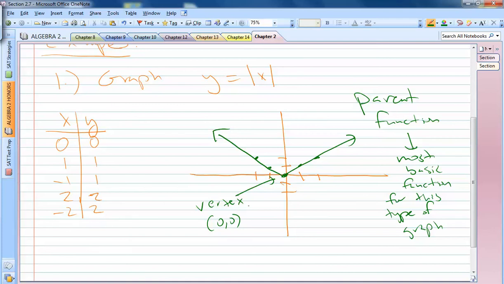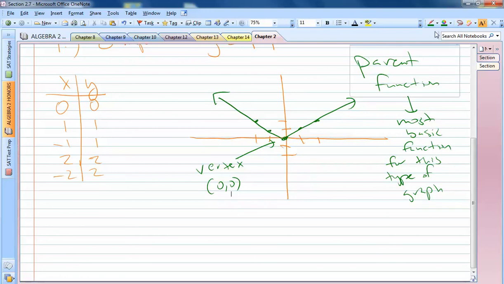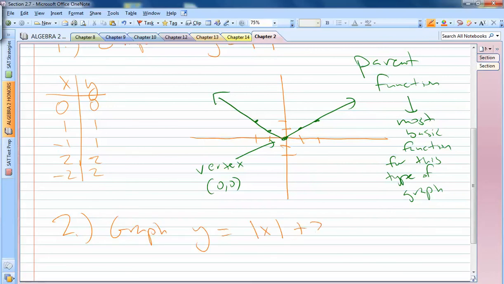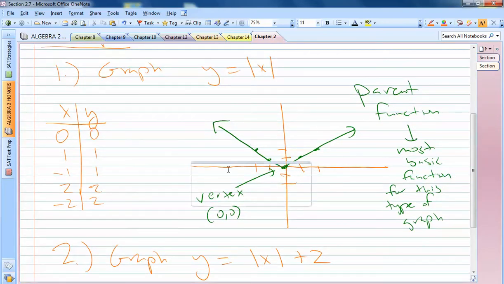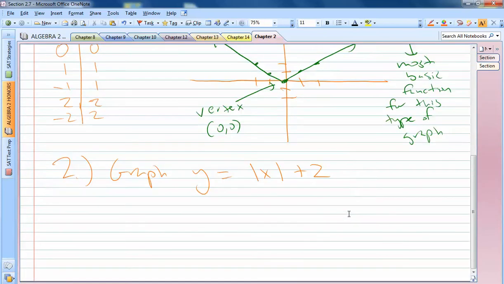So these are some things you want to keep in mind. So let's try another example. Let's switch things up just a little bit. So number 2. Let's graph y equals the absolute value of x plus 2. So before we begin making our table, let's think about what is going to happen to the graph if we consider the first graph, y equals absolute value of x. What's going to happen to it when we add a 2 to the outside?